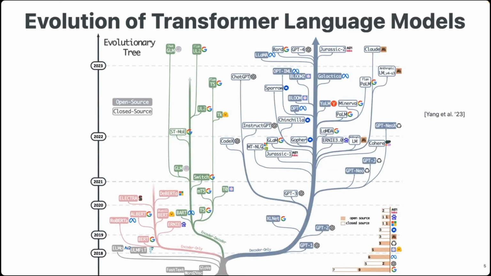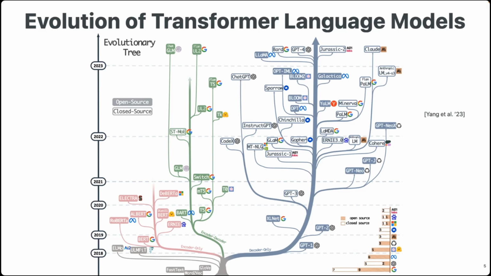And there has been a war between all kinds of models over which one is better. So this is an evolutionary tree, and I find it very interesting. At the bottom, we have BERT, ELMo, those very old traditional models. And we have three branches: encoder-only, encoder-decoder, and decoder-only.